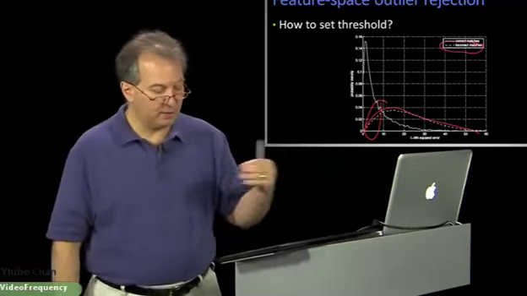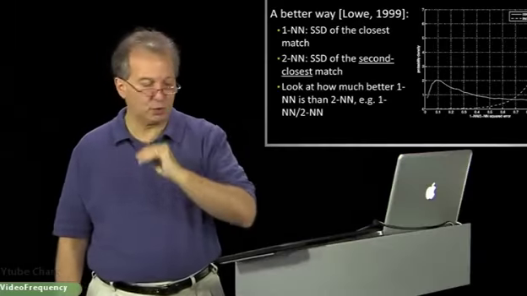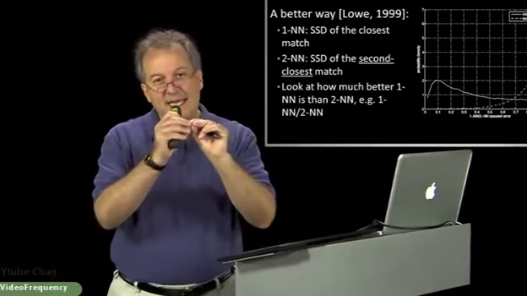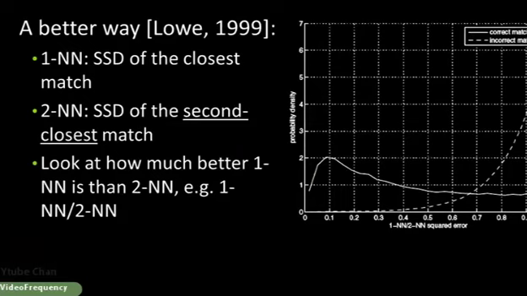So in David Lowe's work on SIFT, he had a pretty clever idea, and this is the idea. Take your first nearest neighbor. So you do the best match. See what its score is. Now, we already said setting a threshold just on that is challenging. But here's what he's going to do. Take a look at the next best match. So I now have the first nearest neighbor and what's called the second nearest neighbor. And take a look at the ratio of the best to the second best.